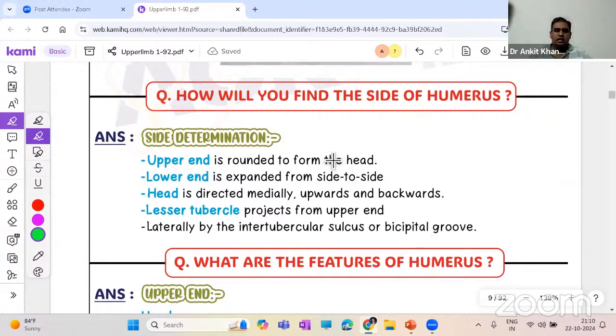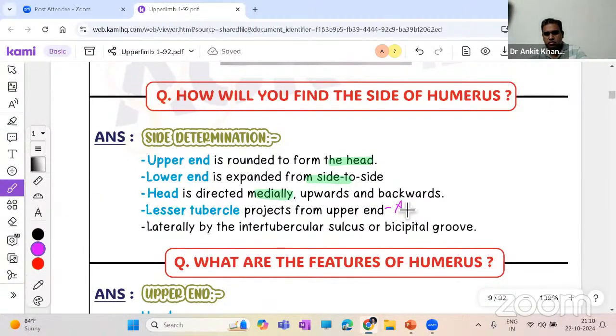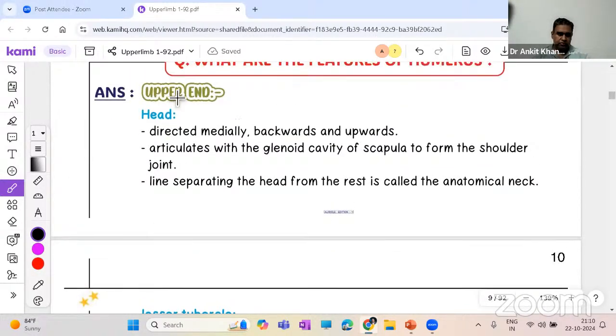So upper end is rounded to form the head, lower end is expanded. You have seen head is directed medially, which is more important. Lesser tubercle projects from the upper end, anteriorly or posteriorly, guys? Anteriorly, okay. Laterally, you have the intertubercular groove. Other points which I have already told you, we can add the olecranon fossa, lying posteriorly.